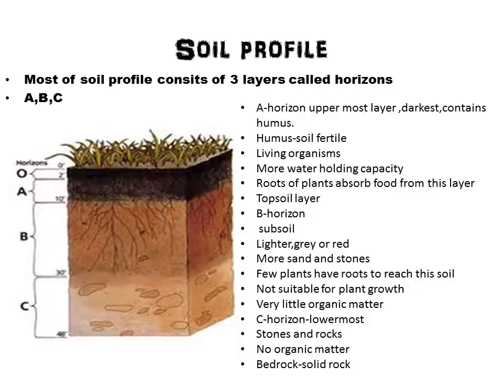Now coming to the B horizon. As you can see from the diagram, the B horizon is the middle layer, and it is also called subsoil. This layer is present beneath the A horizon, so it is called subsoil, and it is lighter, or grey or red in color, than the A horizon. So the darkest one is the A horizon and the lighter one is the B horizon, and it has more sand and stones present inside it.